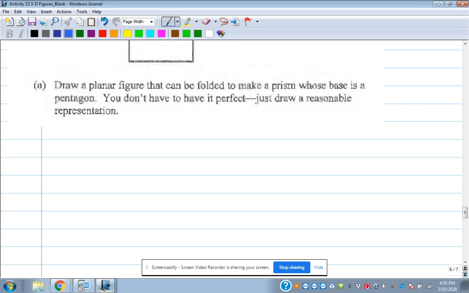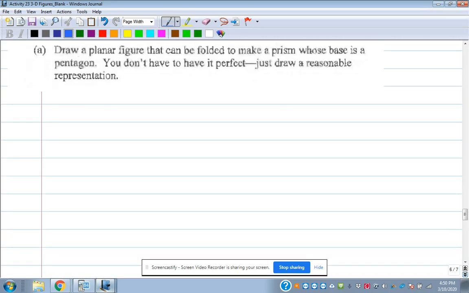Okay? So key things here. What's a prism? It's a box, and this one will have pentagons on each end, right? We're going to draw the planar figure. We're going to draw the net for this thing. Sometimes it helps to draw the figure itself first. So draw yourself a pentagonal prism.